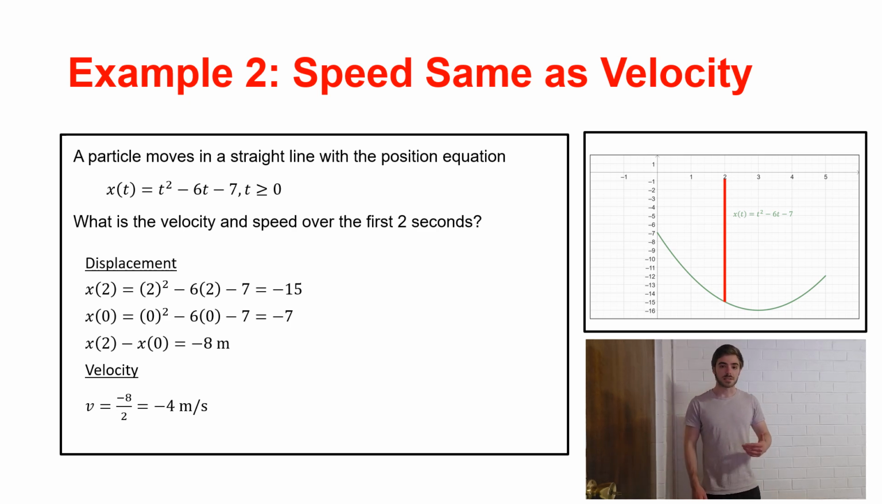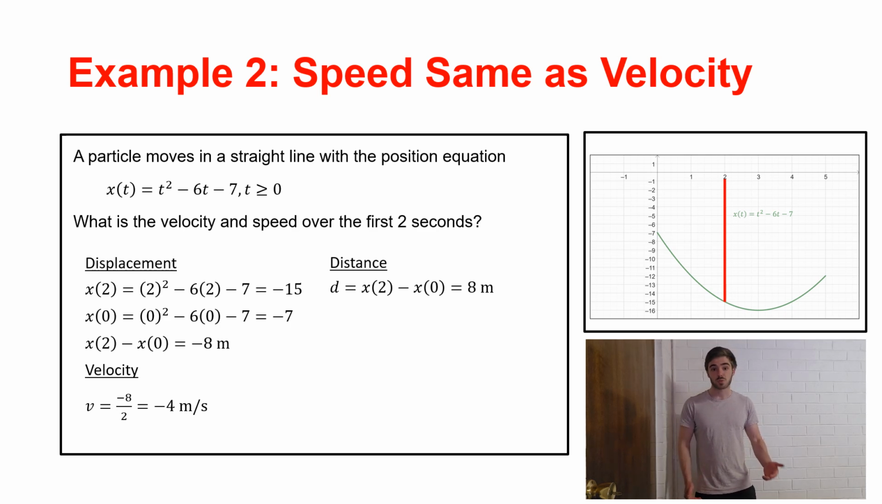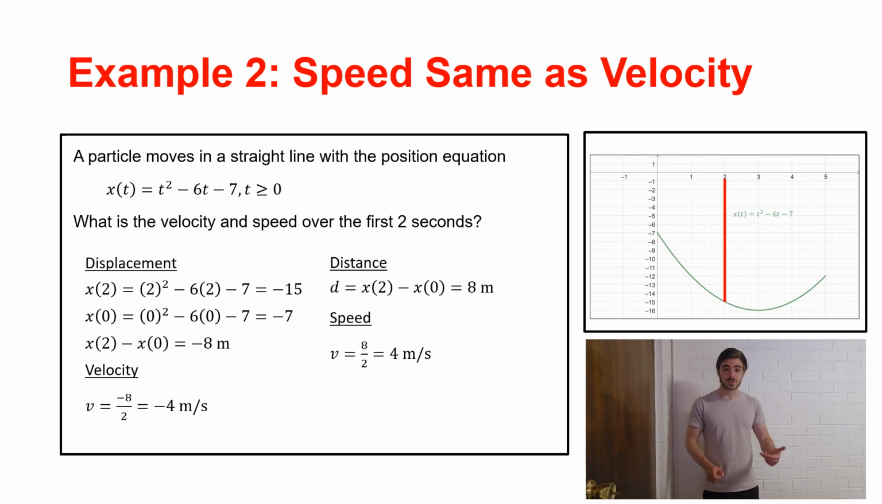Now, when it comes to calculating distance, we would normally have to look for turning points. But in this case, there are no turning points in our interval. So distance is going to be calculated the exact same way that displacement is calculated. All we have to do is make sure that we knock off that negative sign because, once again, distance cannot be negative. So converting that to a speed is once again going to be a matter of dividing by that time interval, which is just 2 seconds, giving us a speed of 4 meters per second. So you'll notice that the only difference between the speed and velocity is that speed has to be positive.